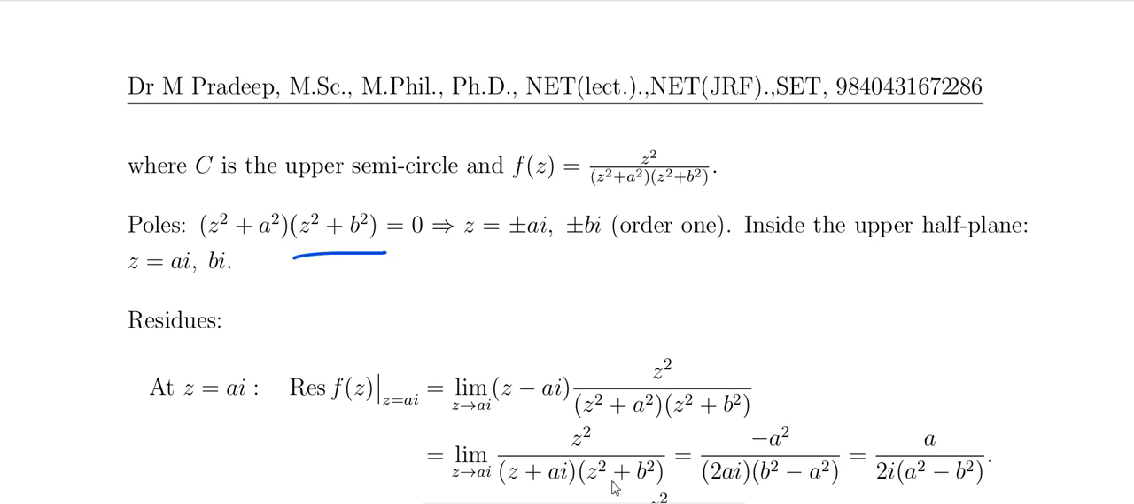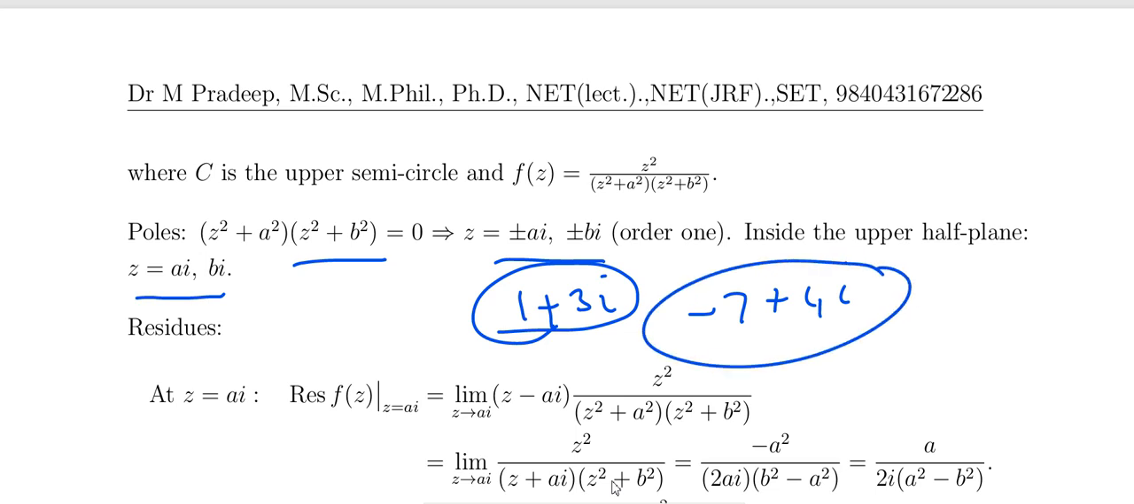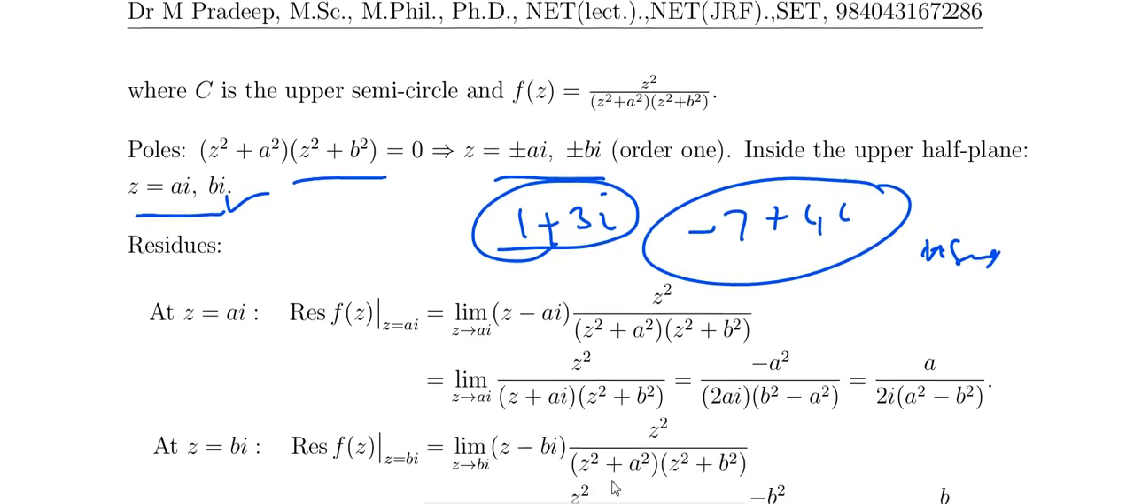To find the poles, equate the denominator to 0, and we get the poles. The upper portion contains those whose imaginary part is positive. So z equals ai and z equals bi. In the case of a greater than 0 and b greater than 0, these lie inside. Those with a negative part lie outside. So z equals ai and bi lie inside the upper plane. So we only need to find the residues for z equal to ai and z equal to bi.